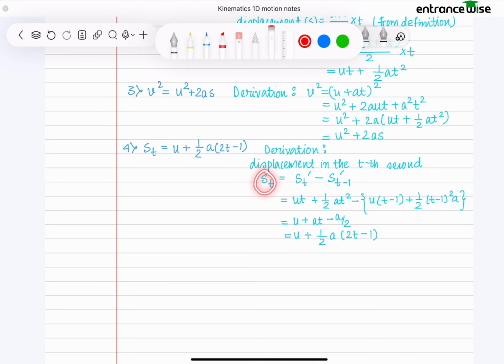What is St? St can be defined as, like, you are traveling a distance from here to here. This is distance, you can say s, and you start here from 0 and the total time taken is t. So this is the distance covered in 1 second, this in 2 seconds. In this way, this is the time taken, that is basically t minus 1, where you covered this much distance. Now this is the distance which we are calling St.